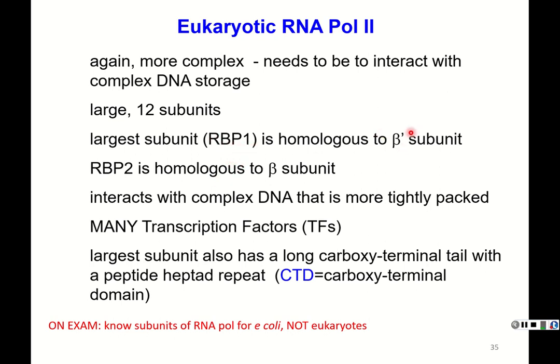RBP1 is sort of like the beta prime subunit that binds to the DNA. RBP2 is like the beta subunit that is actually the polymerase active site. There are many transcription factors, abbreviated as TFs, and we'll see some of those here in a second. The largest subunit also has a long C-terminal tail with a peptide heptad repeat, and so that's the CTD, carboxy terminal domain.